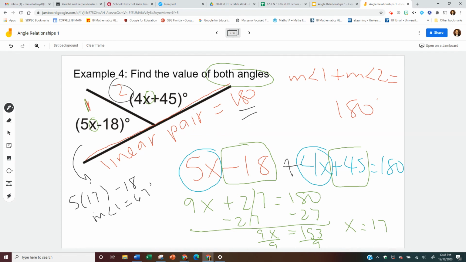Since I know that they have to add to 180, in order for me to figure out what this angle is equal to, instead of plugging in, I can do 180 minus 67. And that should tell me what my following angle is equal to. That means that this is equal to 113. I know that this is messy, I really apologize. This angle right here is 67 degrees, and this angle right here is 113 degrees. And now I have solved for both angles.